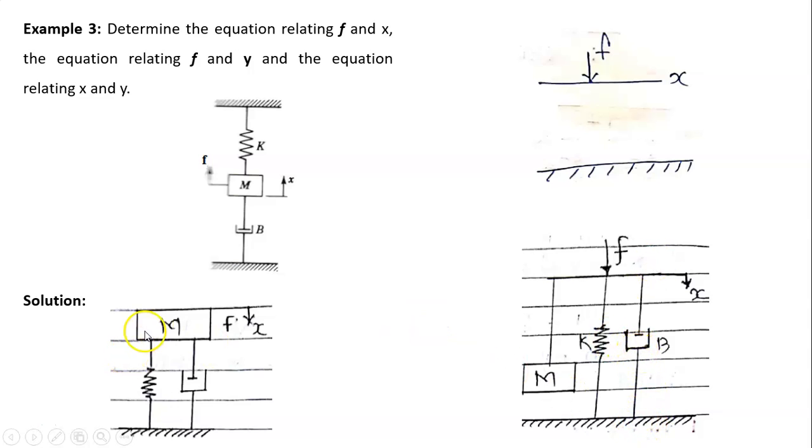Now, mass M is connected to the X coordinate, and you always have to remember that mass should always be grounded. Therefore, for mass M, you have to extend this X coordinate line like this, connect mass M to the X coordinate, and show it is grounded. Therefore, this is nothing but your grounded chain representation. Now we will obtain the equation relating F and X.